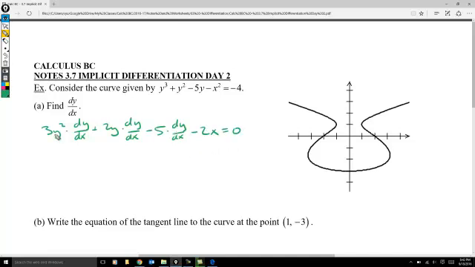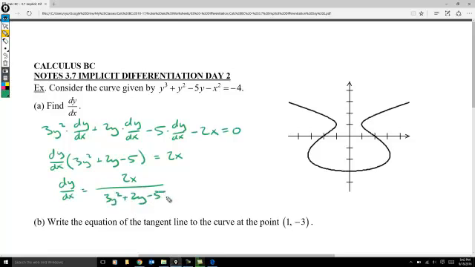Alright, so again, I need to factor out dy/dx, move everything else across the equal sign. So let's factor out dy/dx out of all these y terms. Alright, and I'll move my 2x to the other side of the equal sign. We'll add that. Alright, now I can divide. Right, and so I have my derivative. This is my derivative. All right, so this is the derivative of this curve right here.